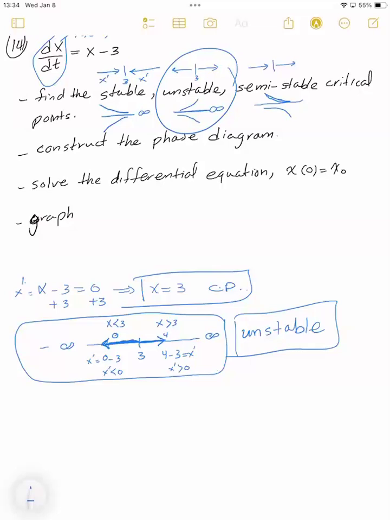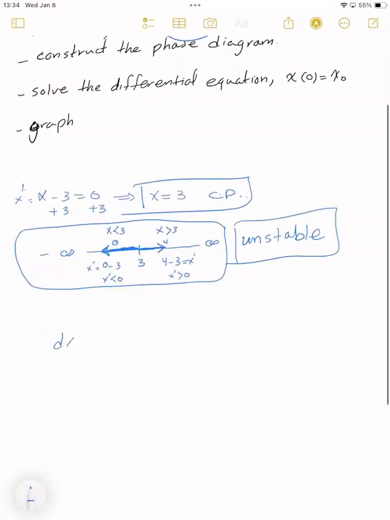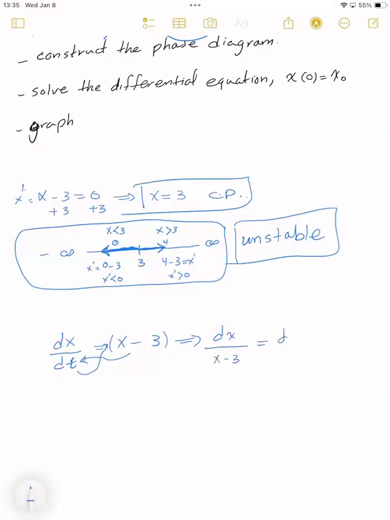Then it's to solve the differential equation. So we have dx/dt equals x minus 3. We can solve this using separation of variables. I move this side to the denominator, and I move the denominator to the numerator of the other side. Or you can just say, let's multiply both sides by dt, and let's divide by x minus 3. That's a shortcut. So you get dx over x minus 3 equals dt.